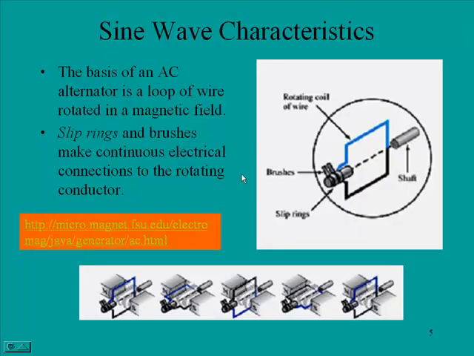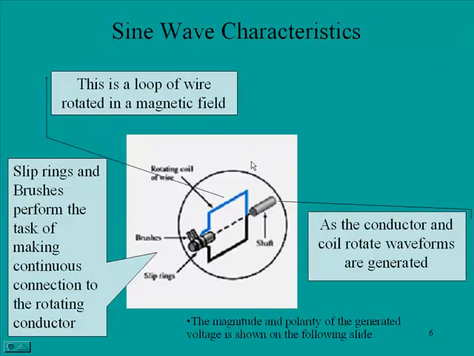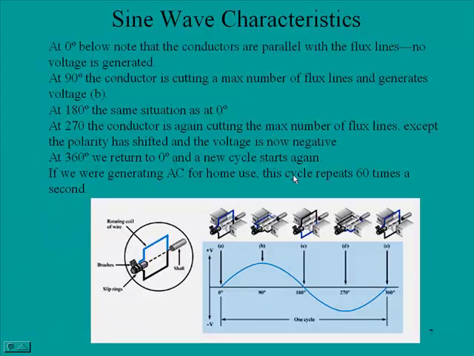Okay, so here we just took a look at an example of the slip rings and the brushes, and we saw the turning of the coil in the magnetic field. This is just repetition from what we just looked at. It's the loop of wire, just a little bit bigger picture. Slip rings, brushes. As the conductor and coil rotate, waveforms are generated. The magnitude and polarity of the generated voltage will be shown in the next slide.